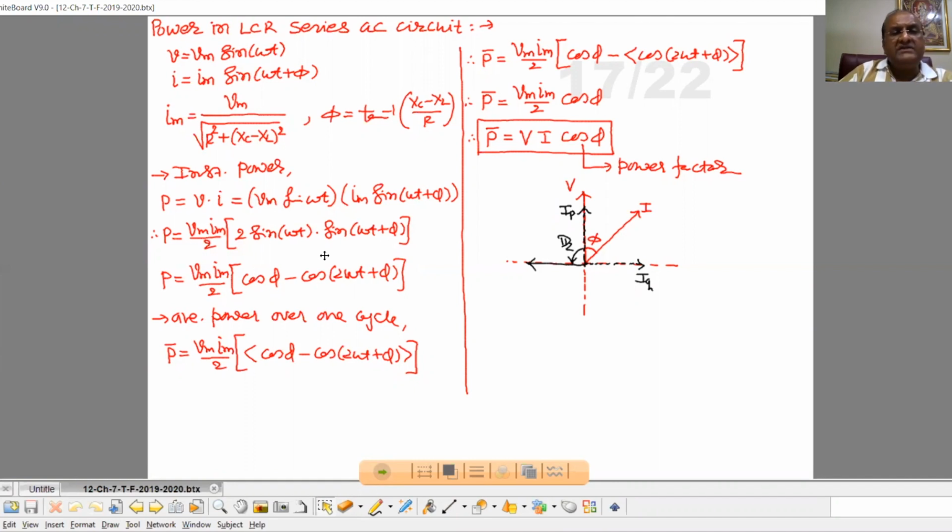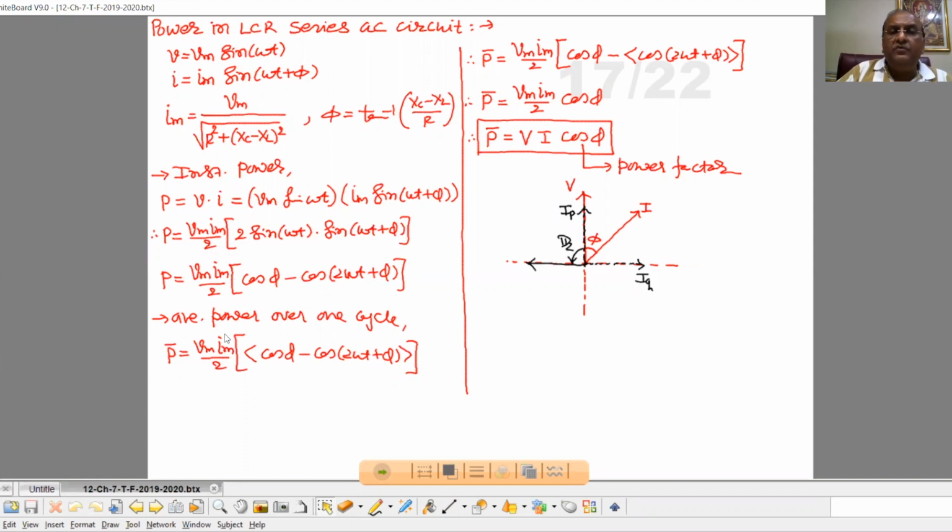So for 2 sine A sine B, in trigonometry, you have the equation. As per that equation, here directly, this 2 sine omega t sine (omega t plus phi), that identity is written as cos phi minus cos (2 omega t plus phi). Now, this one is the equation for instantaneous power at any instant t.